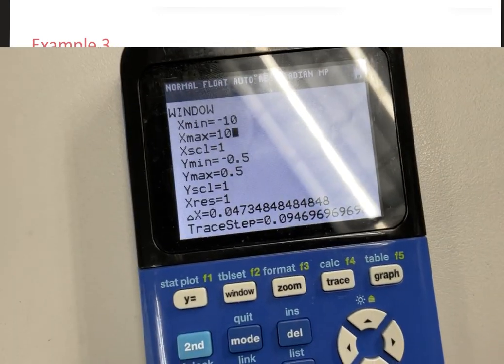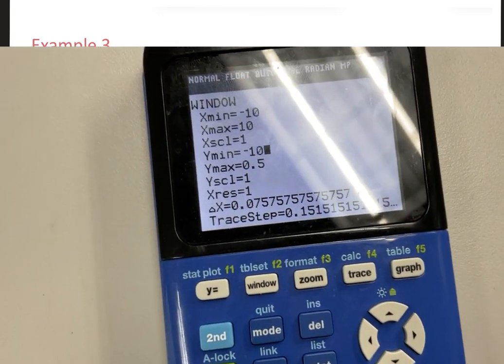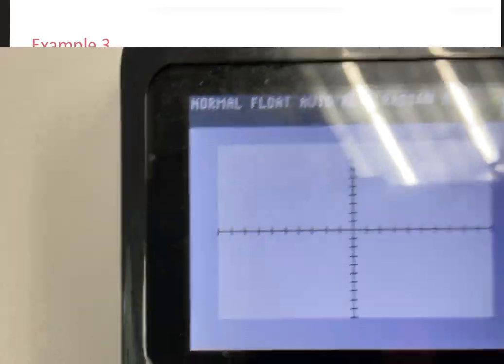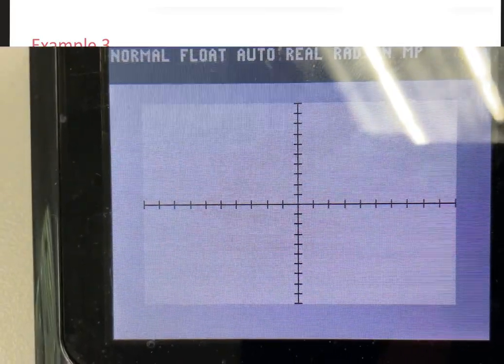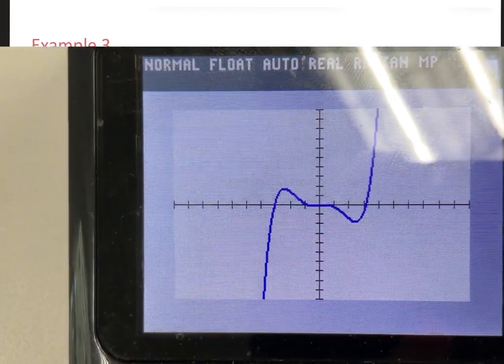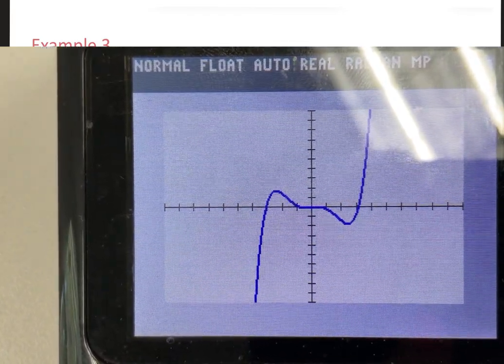-10 to 10, -10 to 10. You could also reset your calculators. 2nd plus 7, 1, 2. You're going to hear from me about 15 times this year because we're going to do it every time we use a calculator. But that's how you reset your calculator.